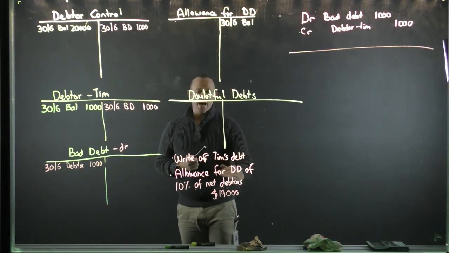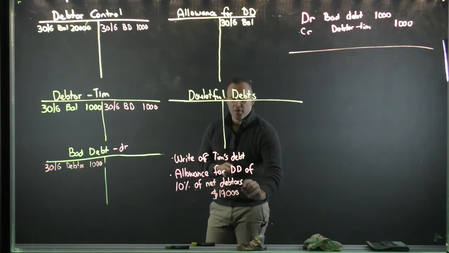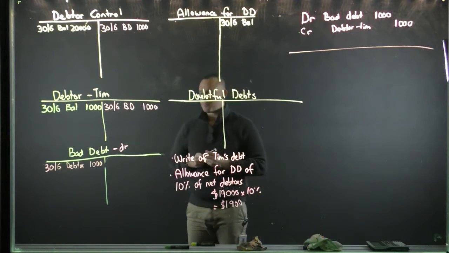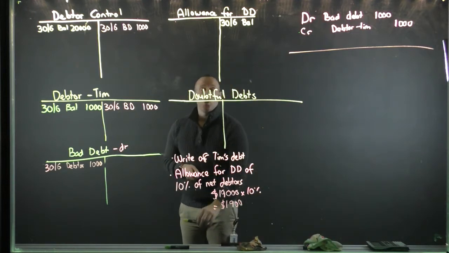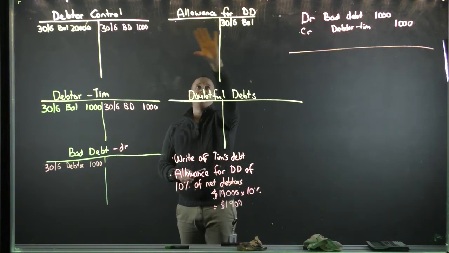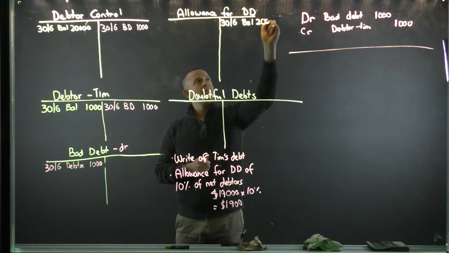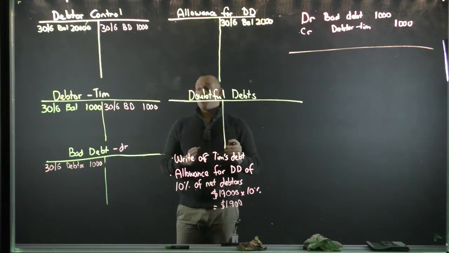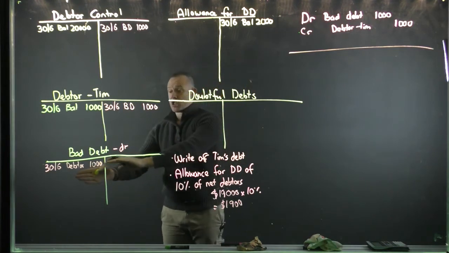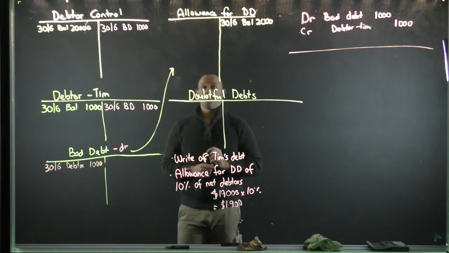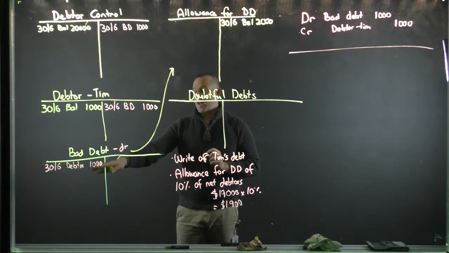For us to do the allowance, we can see that if we want 10% of 19,000, that gives us $1,900. First, before we do the allowance, we need to look at our allowance for doubtful debts, if there's a balance. For example, say if we had a balance of 2,000 here, then if there is a balance, we must transfer the bad debt to this account. Okay, so we've got $1,000 here.